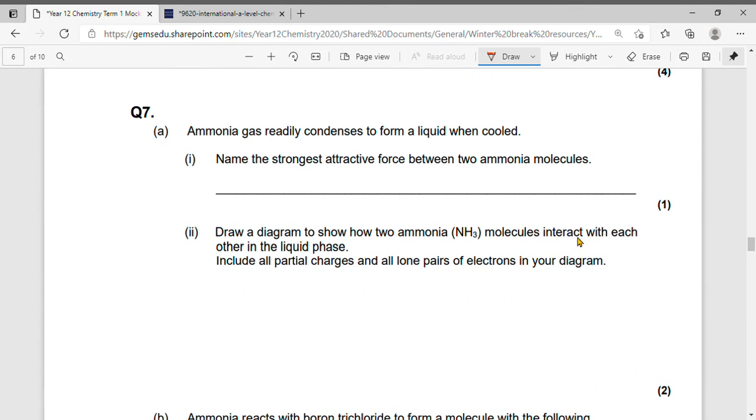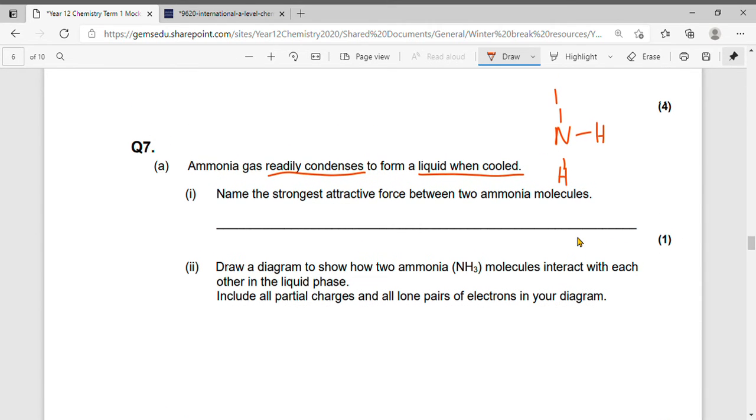Ammonia gas readily condenses to form a liquid when cooled. Name the strongest attractive force between 2 ammonia molecules. So we have NH3. So it is in fact, if you remember, N, F, and O are highly electronegative. So we're going to call it hydrogen bonding.